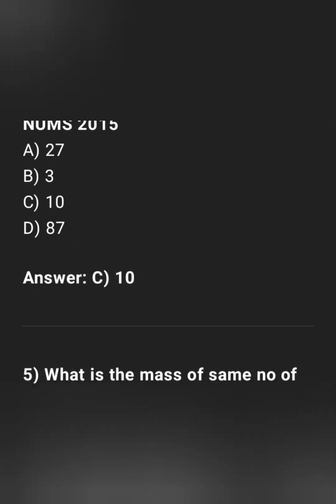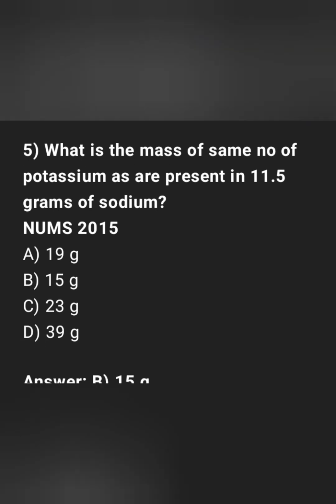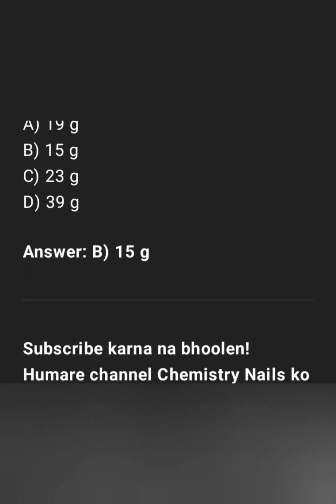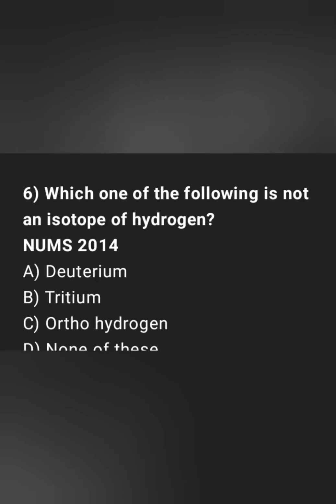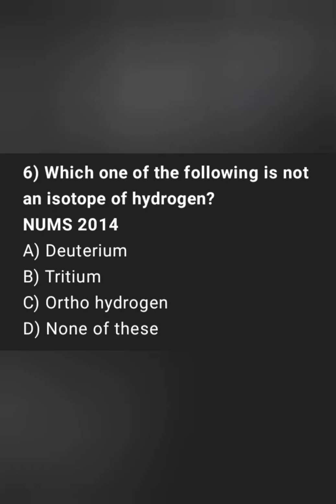5. What is the mass of potassium with the same number of atoms as are present in 11.5 grams of sodium? A 19 gram, B 15 grams, C 23 grams, D 39 grams. Answer B, 15 grams. 6. Which is not an isotope of hydrogen? A deuterium, B tritium, C orthohydrogen, D none of these.